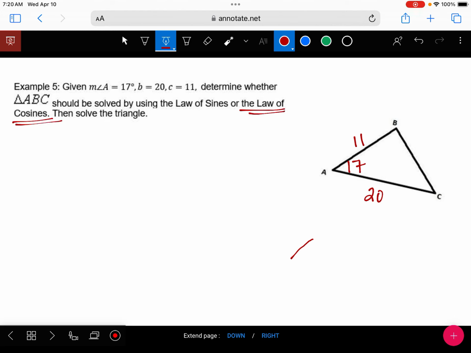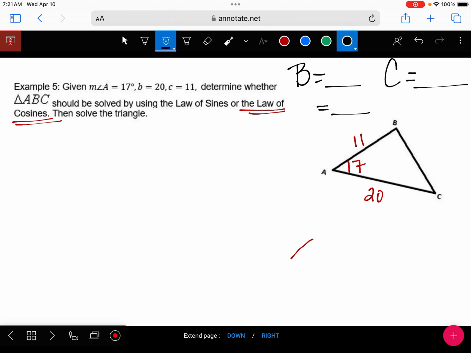Go ahead and circle, underline where it says, this is the law of cosines. Now, if you're using the law of cosines, what do you have to find first? Based on what you know, we need to find the measure of angle B, the measure of angle C, and lowercase a. We've got to find lowercase a.